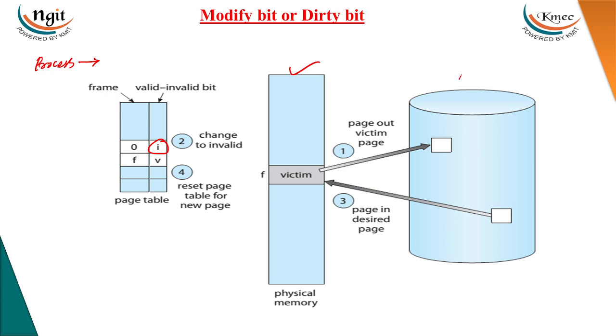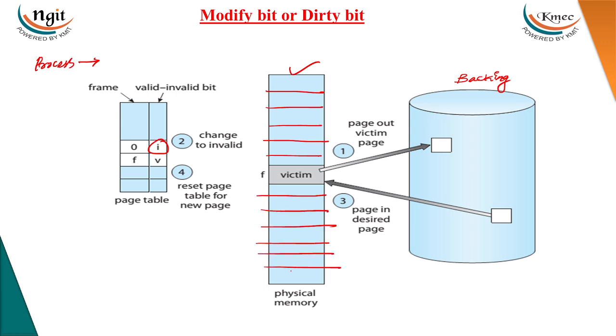Where is the page present? In the backing store. Okay, but the problem here is, previously we found a free frame, but now the entire main memory is full. There are no free frames. If we are unable to find a free frame, then we need to swap an existing page to the hard disk, and a new page will be loaded into main memory.